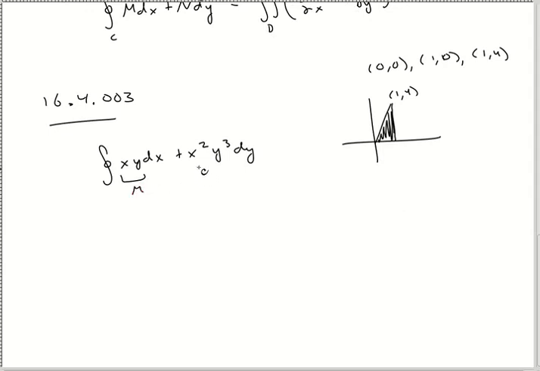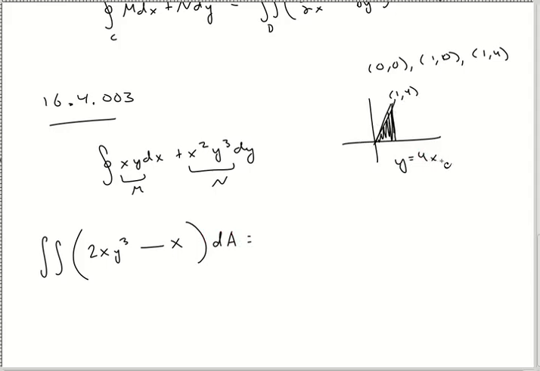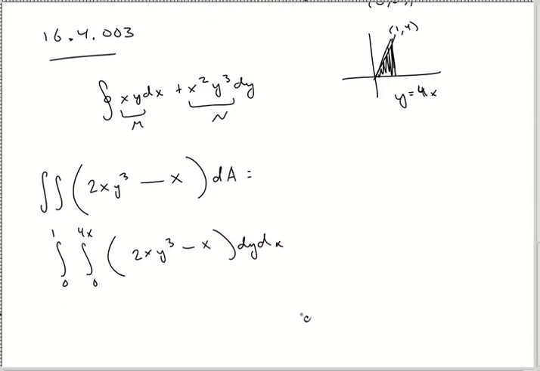Right here, this is my M, this right here is my N, so I'm going to have the double integral of N in terms of x, which is 2xy cubed, minus M in terms of y, which is a simple x, dA. In order to get this dA to work, we're going to need a line for the top here: y equals 4x. On the bottom is just going to be a 0, and then 0 to 1 for my limits. 0 to 1 for my x, 0 to 4x of 2xy cubed minus x dy dx.